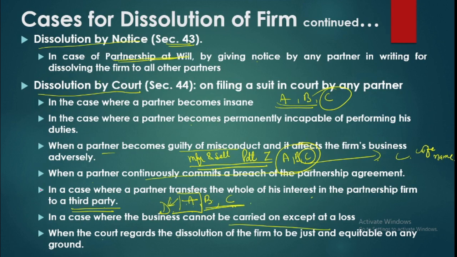Then in case a firm cannot carry on its business except at a loss, then also you can go to court and you can ask for the dissolution. And finally, when the court regards the dissolution to be just and equitable, so the complete thing lies in the hands of the court. If the court itself thinks that it is just and equitable to dissolve the business, then court can dissolve the firm. So these are some of the cases in which the business can be dissolved by court.